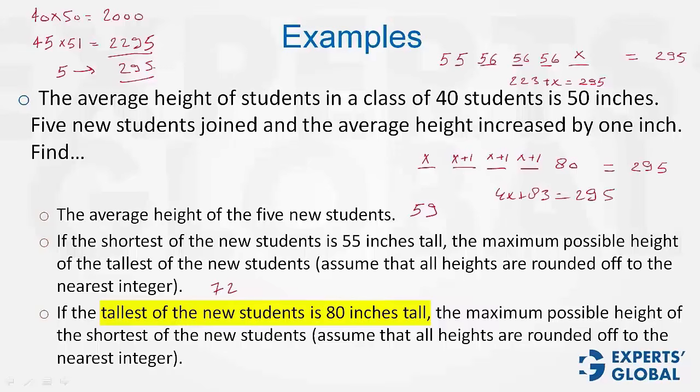So 4x plus 3 plus 80 would be equal to 295. Turns out 4x plus 83 equals 295. 4x equals 212, and therefore x is 53. So the maximum possible height of the shortest of the new students is 53 in this case.